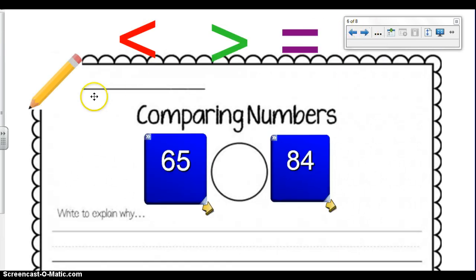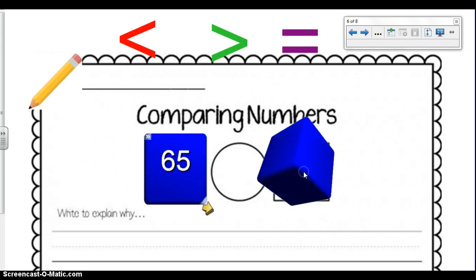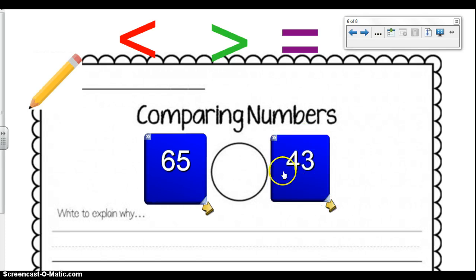Let's try another one. I'm going to roll. And now we have 65 and 43. Write those two numbers down and put the correct symbol in the middle. Remember, Mr. Alligator always eats the bigger number.